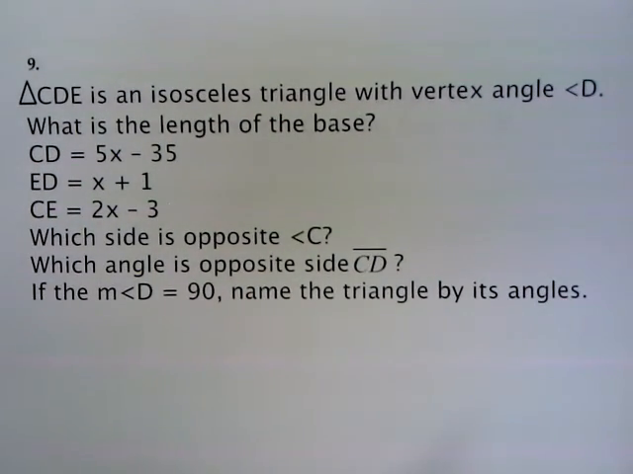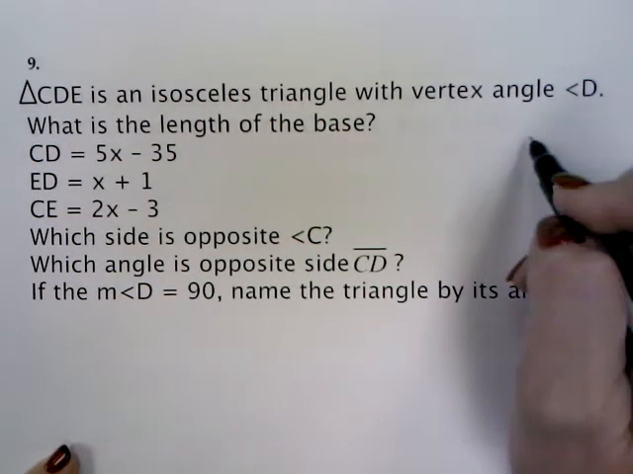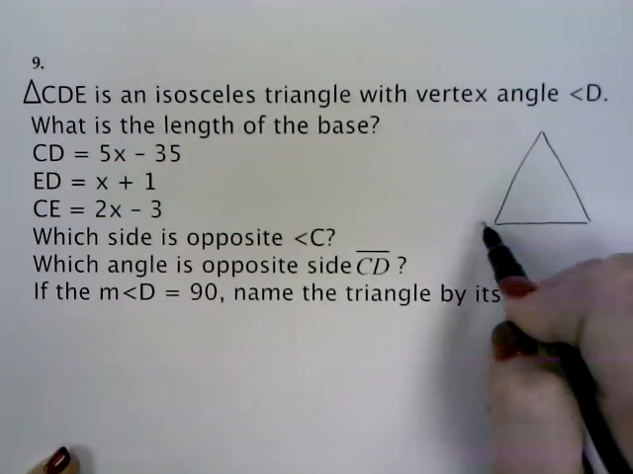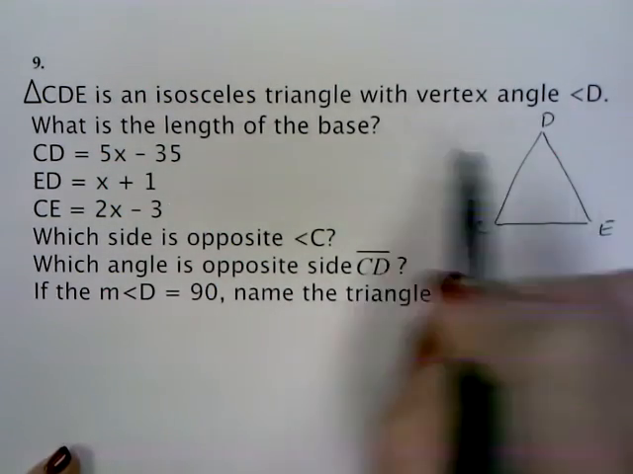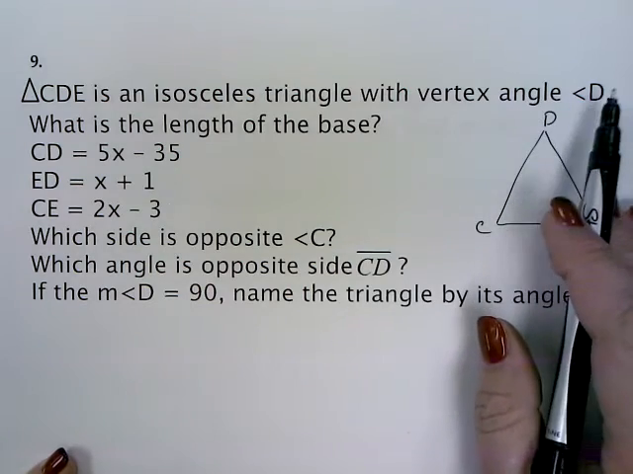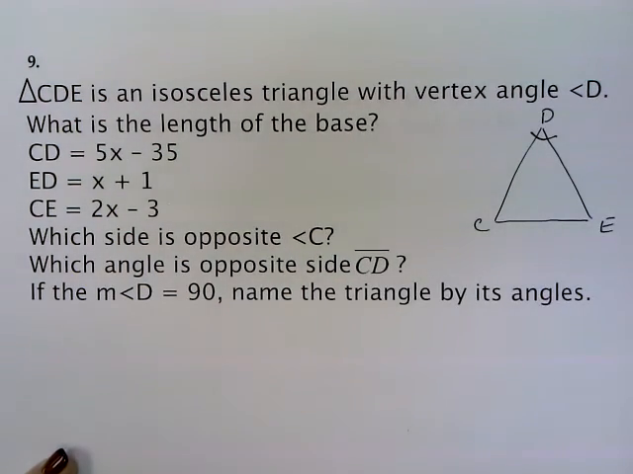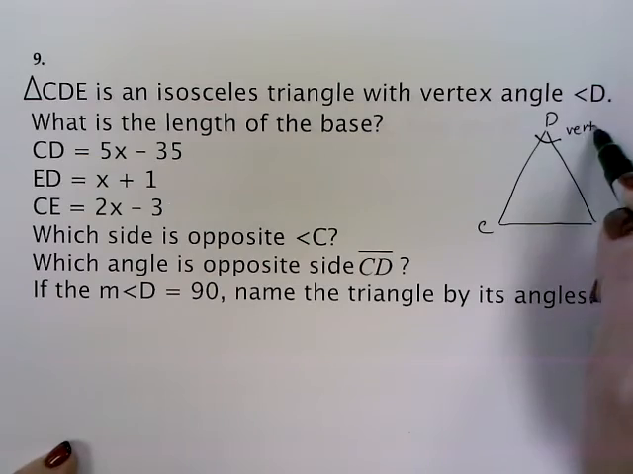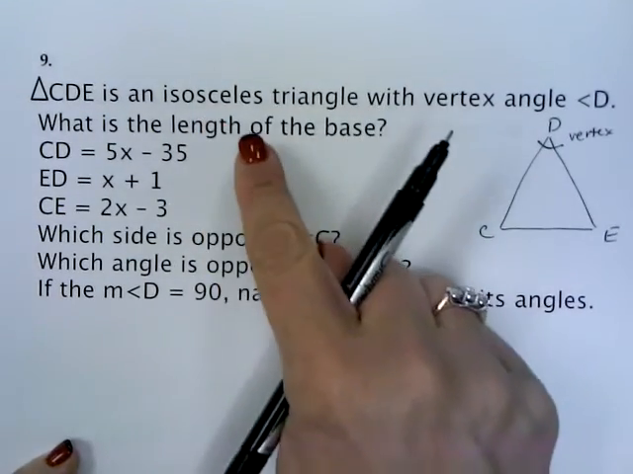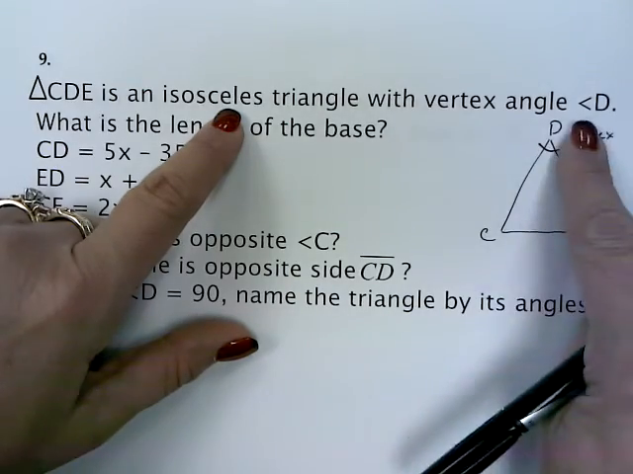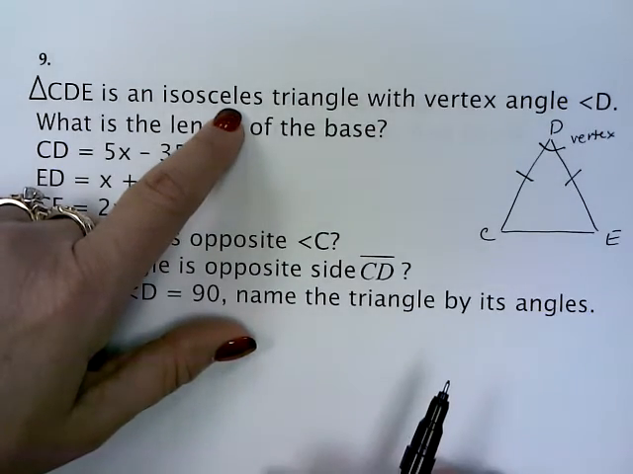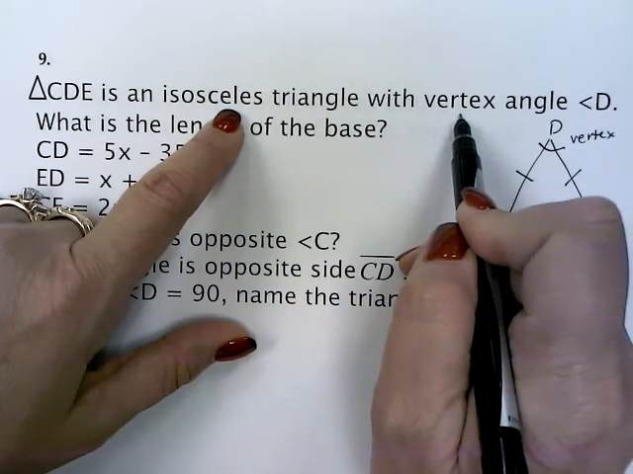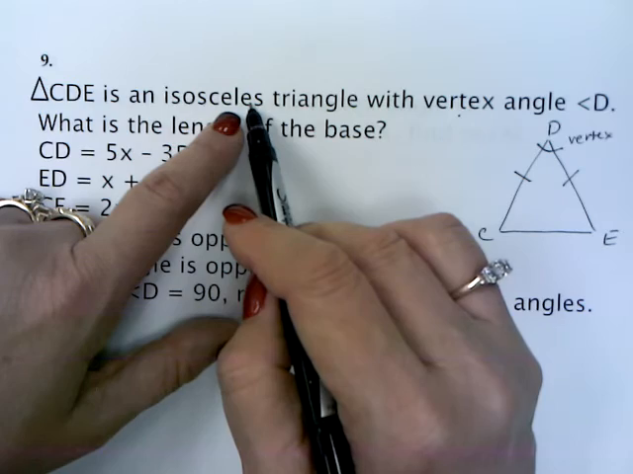All right, triangle CDE is an isosceles triangle with vertex angle D. Bam, that's a lot of information. So let's draw that first. Triangle CDE is an isosceles triangle with vertex D. Okay, vertex D means D is at the top. I'm just pointing to my vertex angle. That's D. The vertex is in between the 2 congruent legs. That's important to know. If this is my vertex, these are my 2 legs that are congruent, because the vertex angle sits between the 2 legs of the isosceles triangle.